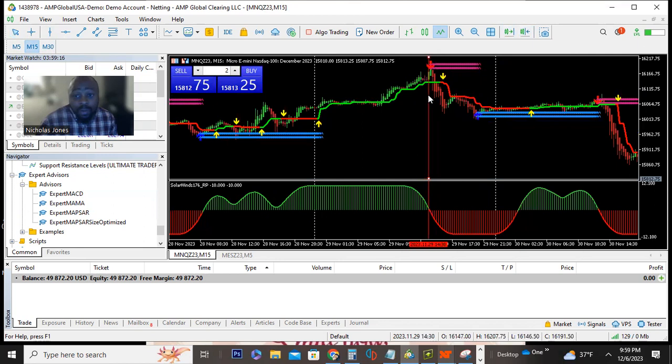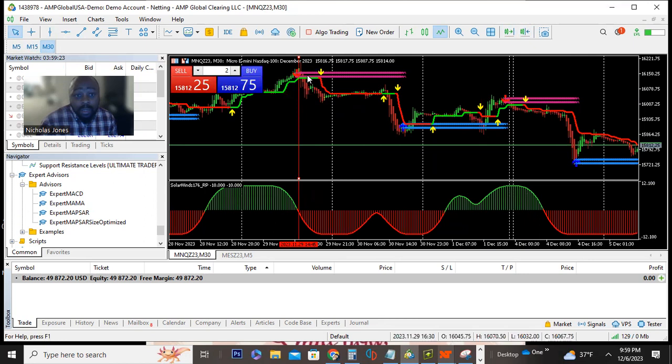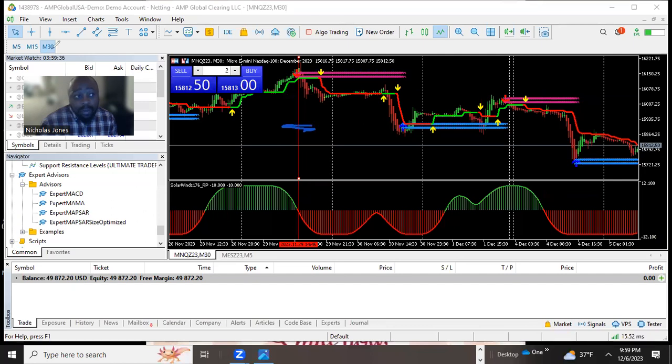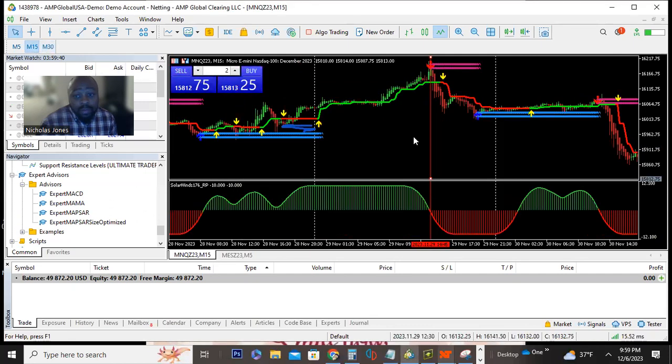So as you can see, there was a resistance here, just like on the 30. See where the 30 hit, 30 resistance, because you're looking at the vertical line, right? This is where your vertical line hit right here. So we jump over to the 15. This is where your vertical line is right here, right? So this is where the vertical line hit.